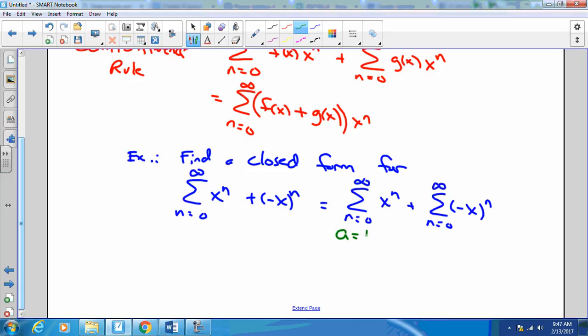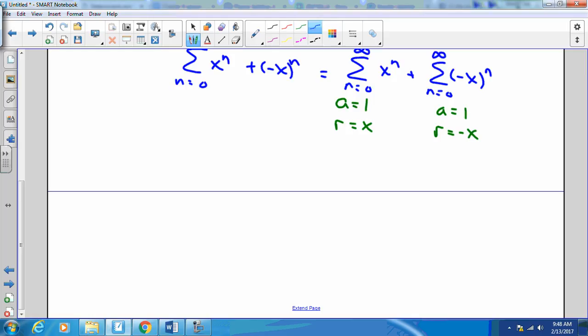For the first term, it's pretty clear that the first term is equal to 1, n equals 0, and the common ratio is x. And for the second series, it's pretty clear that the first term is 1 and the common ratio is negative x. So now I can rewrite both of these as 1 over 1 minus r, for the absolute value of x less than 1, and 1 over 1 minus r for the absolute value of x less than 1.